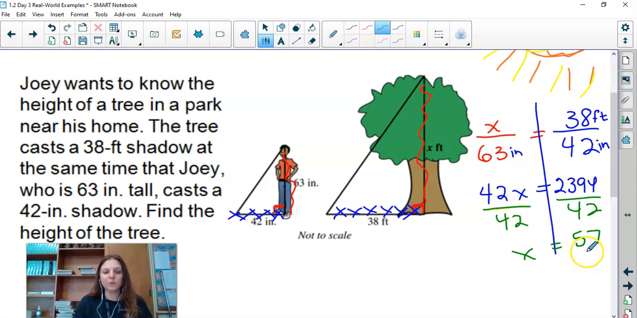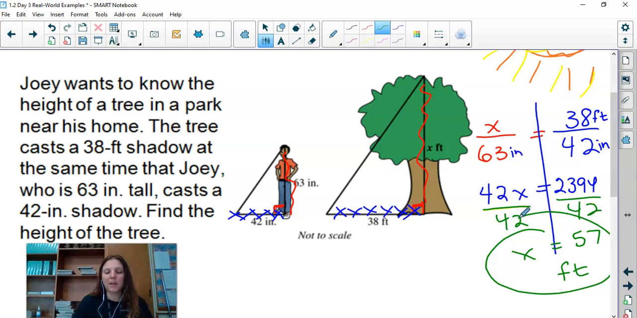And I got x equals 57. So let's at least consider the unit here. This was feet. We were finding feet. So let's just check to see if that answer seems reasonable. If the shadow was 38 feet, does it seem reasonable for the tree to be 57? Well, Joey's shadow was 42 inches and he was 63 inches, which is a greater amount. So then 38 and 57, that seems reasonable. So that would be your answer.